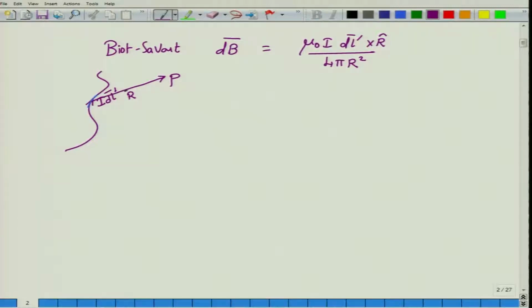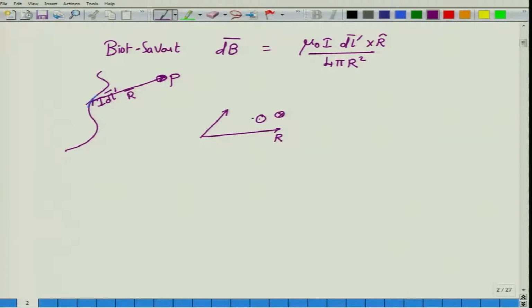So this vector r is the vector from the current element to the point at which you are evaluating the field. And the condition that you are actually seeing here is that this particular field dB that you calculate at the point P will have to be perpendicular to the current element as well as the vector r. So in fact, if you consider this current element and the vector r, then the magnetic field will have to be perpendicular, either coming out of this board or going into the board.